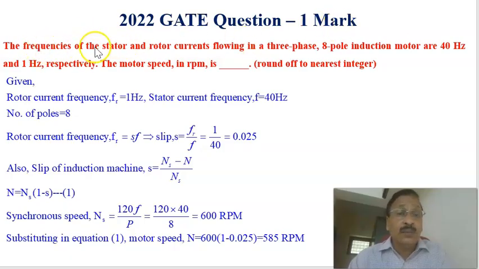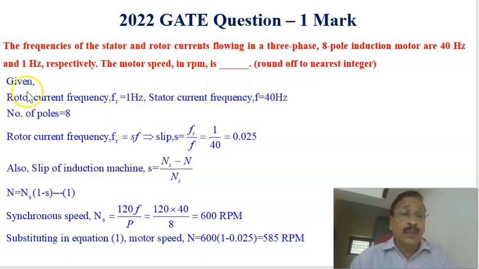The frequencies of the stator and rotor currents flowing in a 3-phase 8-pole induction motor are 40 Hz and 1 Hz respectively. The motor speed in RPM is to be calculated, rounded off to the nearest integer. Therefore, the rotor current and stator current frequencies are given. Rotor current frequency is 1 Hz and the stator current frequency is 40 Hz. Now, what is the speed of the rotor?